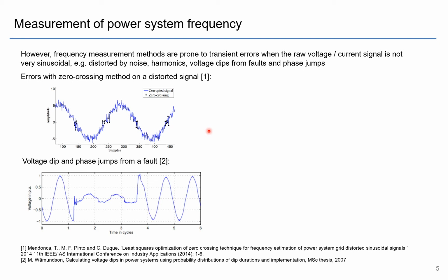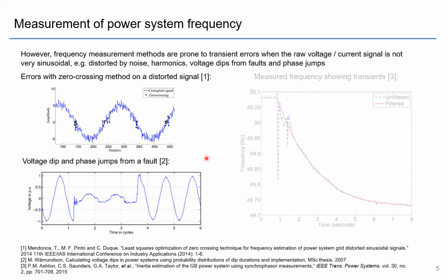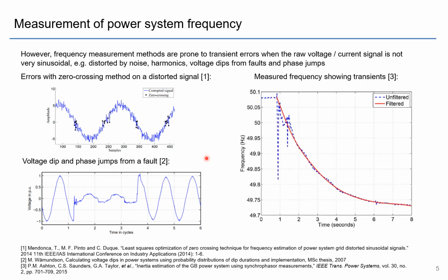And when you have voltage dips and phase jumps due to a short circuit, you can have this kind of distorted waveform. This is a kind of waveform that PLL type frequency measurements really struggle with. And so what you might end up with is a measured frequency that shows transients. This is an unfiltered measured frequency from an actual fault in Great Britain. You can see that the transients are quite large, and usually you'll need to do some kind of filtering to clean up the frequency measurement.